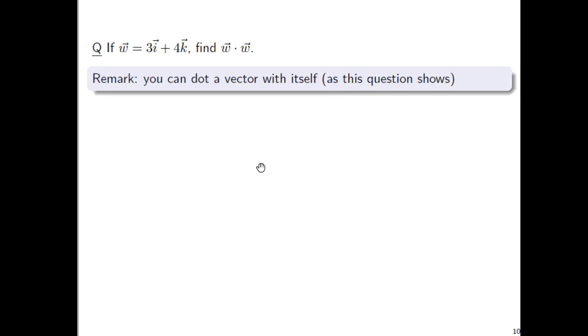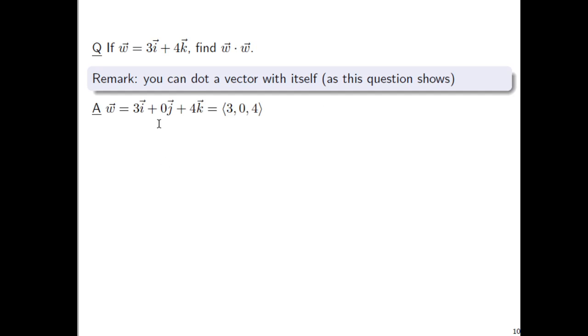Okay, let's take a look at the vector w defined as 3i plus 4k. When it's written in that form, a number times one of the standard unit vectors, it's hard to tell whether you're in 2D or 3D. However, here I'm giving away that it's got to be 3D because there's that k vector. I'd like to find w dot w. The remark here is you can dot a vector with itself. The dot product is defined for any two vectors of the same dimension, so you can take two three-dimensional vectors and dot them, including a vector with itself.